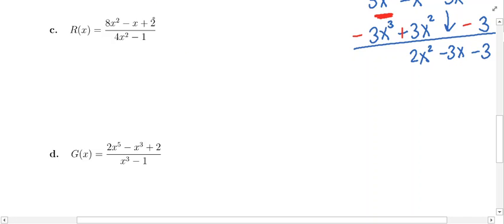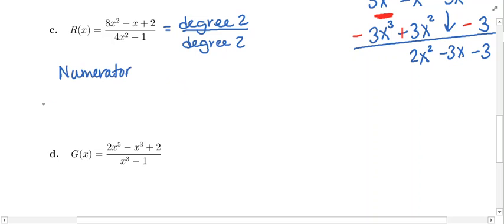When we look at this function, the highest power of x that you see in the numerator is 2, so this is degree 2. And then the bottom, the highest power of x is also 2. So both the top and bottom are degree 2. So basically we have the situation where the numerator and the denominator have the same degree.